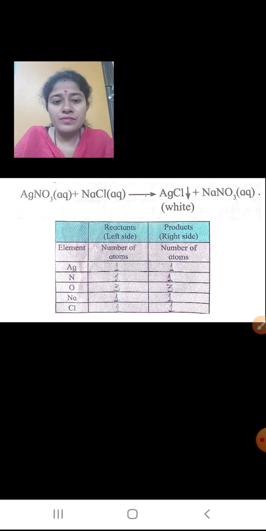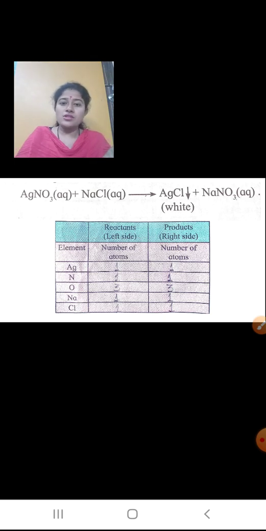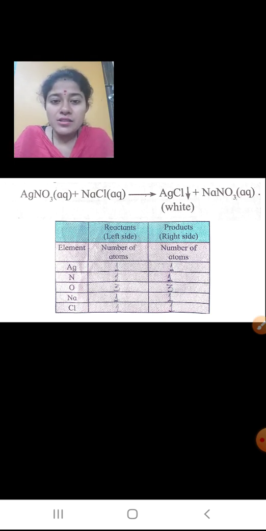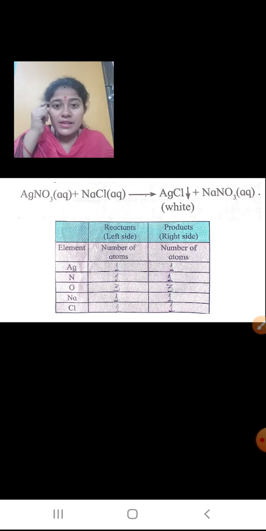So you must have got this answer. I have written the answer as well. We can see that silver, there are 1 atoms on both the sides. If you see nitrogen, it is also 1 atom on both the sides. Then oxygen, you can see there are 3 atoms of oxygen in the reactant and 3 atoms of oxygen in the product. Then we can see sodium atom is 1 on both the sides and chlorine atom is also 1 on both the sides. So by this we can say the law of conservation of mass.